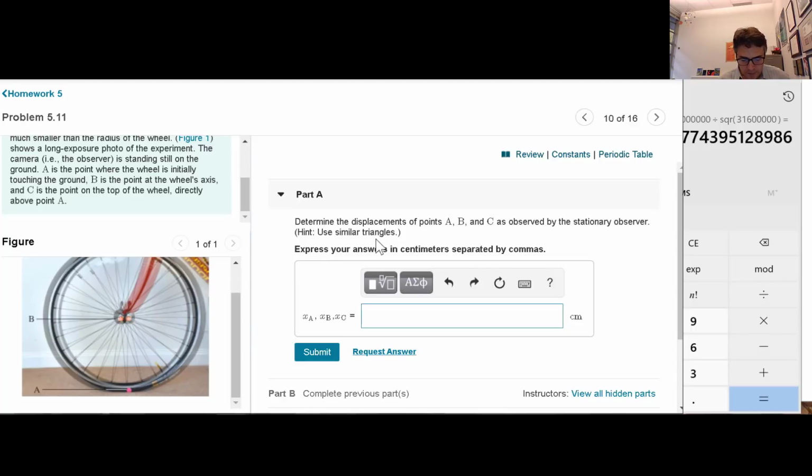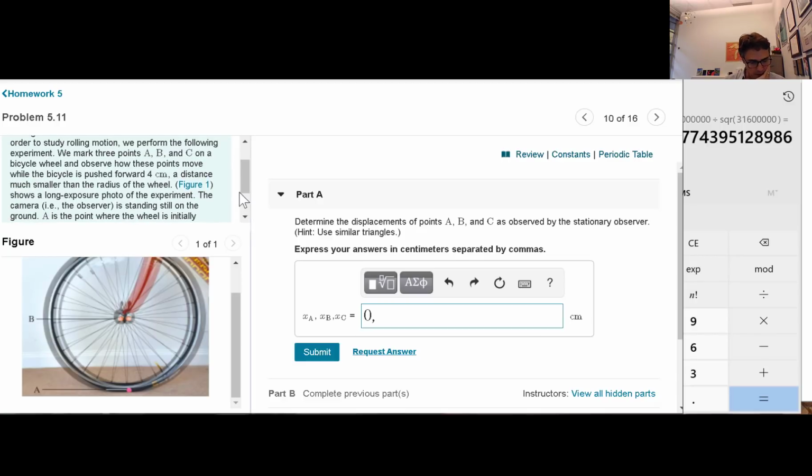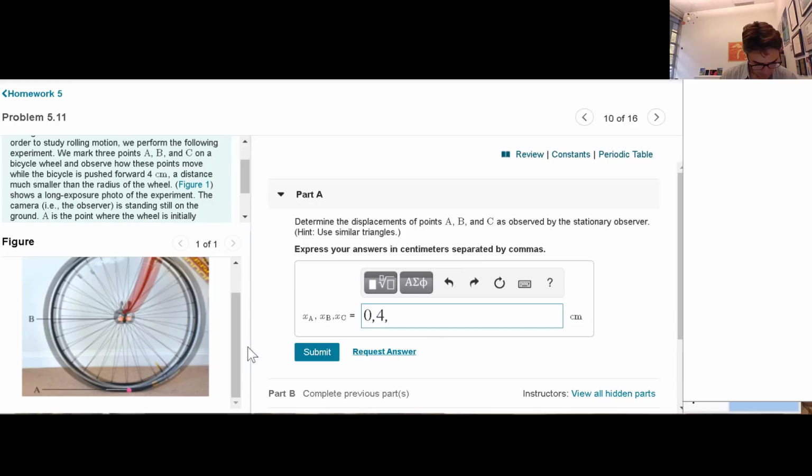Part A. Determine the displacements of points A, B, and C as observed by a stationary observer, and put commas in between them. Answer in centimeters. So XA, it's rolling without slipping, so that point A should not move, right? So let's put 0. Point B, well, it says right there, it's pushed forward 4 centimeters. So the bike moves 4 centimeters. Point B is attached to the bike, so that's going to be 4 centimeters.